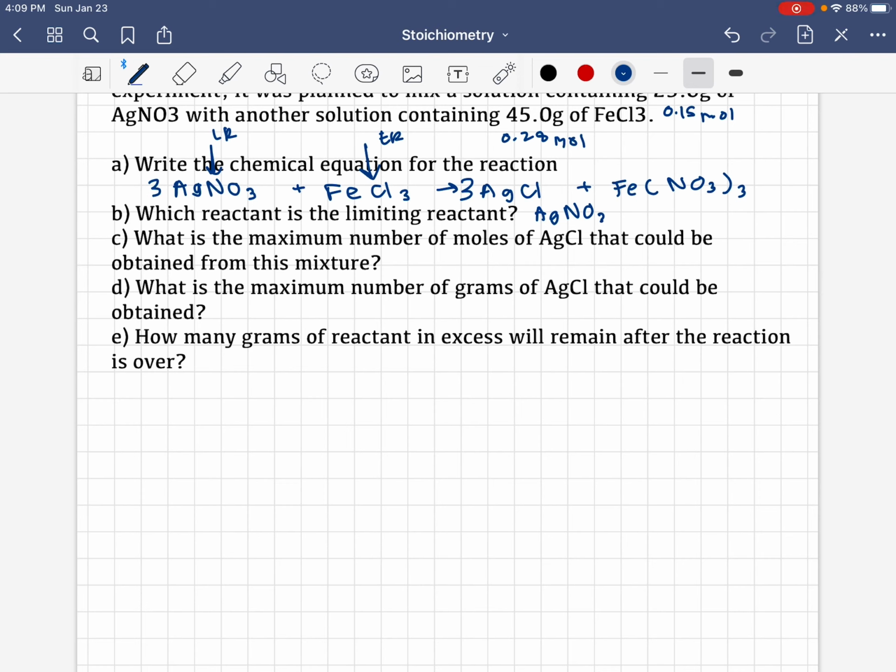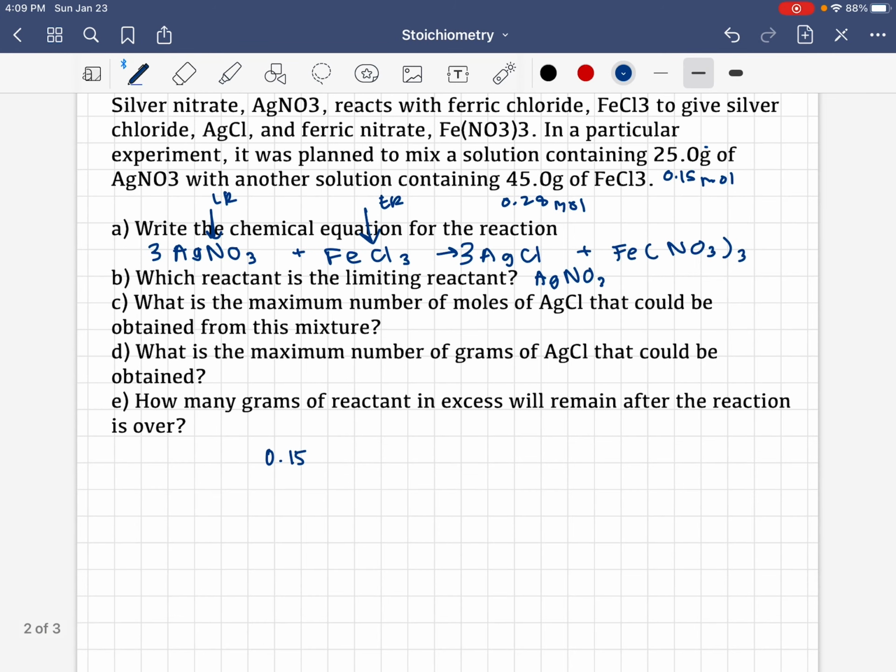So next, what is the maximum number of moles of AgCl that could be obtained from this mixture? We have to use our limiting reactant to find how much is produced. Our limiting reactant is AgNO3. What they gave us is this much, which we found to be 0.15 moles. So 0.15 moles of our limiting reactant, AgNO3, produces how many moles, x moles, of AgCl, because it's asking about that.